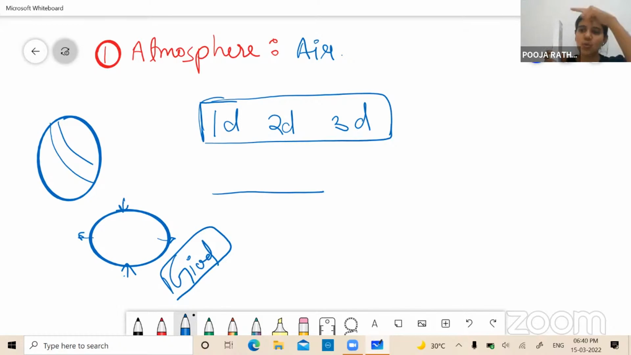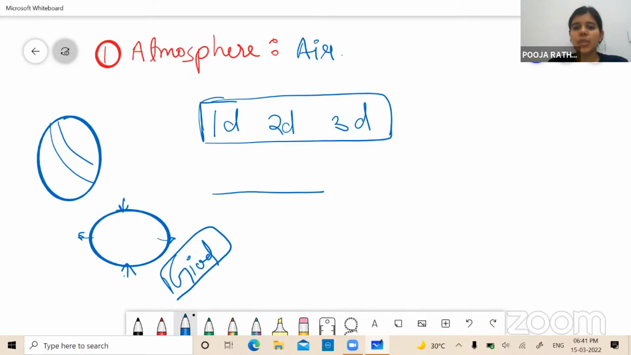Basically, these three portions are only visible in practical mode. Actually, the 3D look can't be seen on a screen or in a picture. Now, 3D pictures are made, but it is not fully visible. It is mostly visible only in practical mode. So this is called 3D.